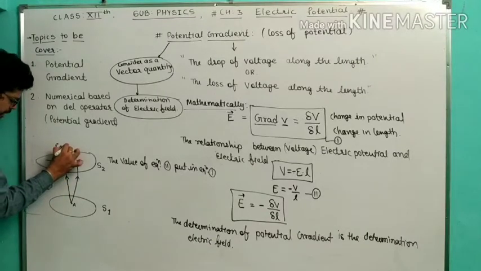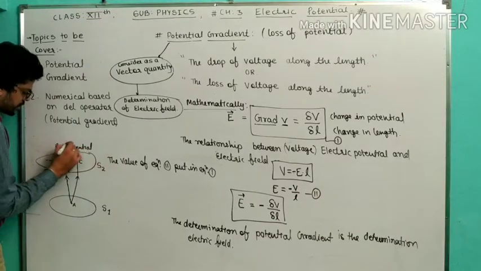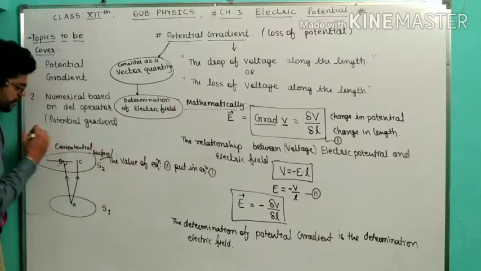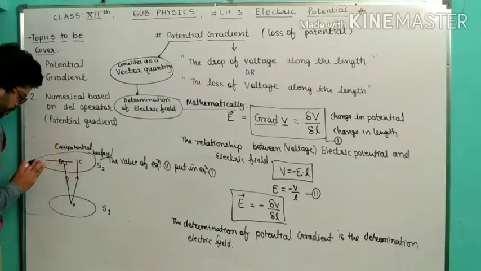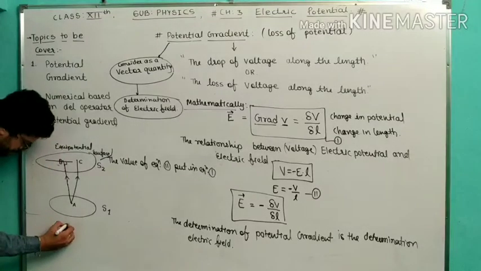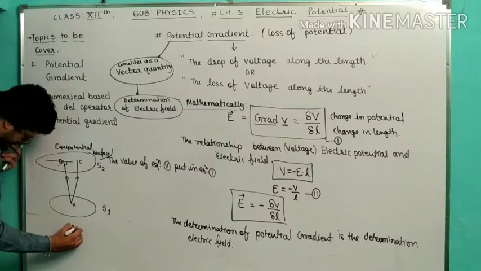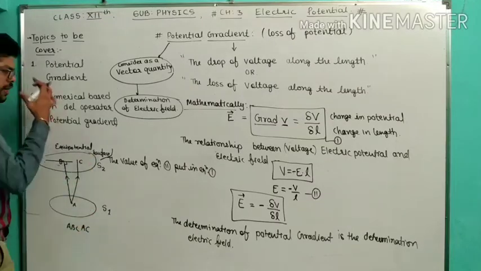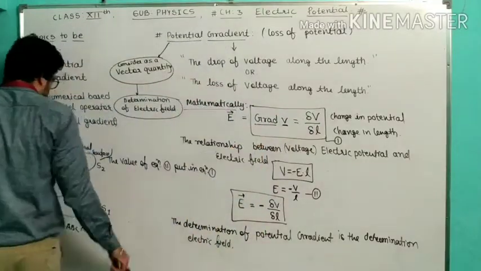What is the important thing to know here? It is an equipotential surface. In the previous video we also discussed the concept of equipotential surface. What do you mean by equipotential surface? At every point the potential is the same. Okay, so this thing is discussed. Now we know that AB is less than AC. And what is the formula? Del V upon del L. And we need to find out the potential gradient.